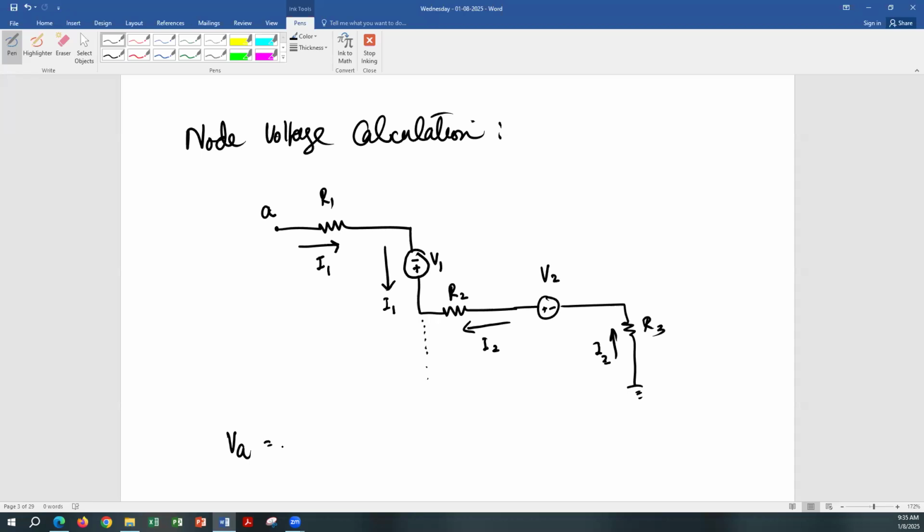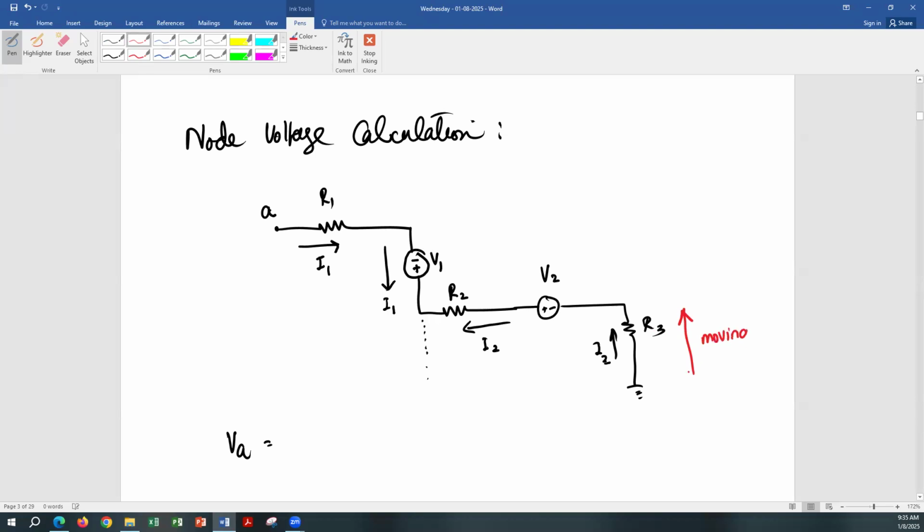Now, every time you jump across a component, your voltage is either going to be dropped or raised, based on the direction in which you are moving and the direction in which the current is moving through that component. So for example, I start with ground, the voltage is 0. When I move across R3 and get to this node, my voltage is going to be raised or dropped. It is going to be dropped. The direction of the current is this, and it's the same direction in which I'm moving.